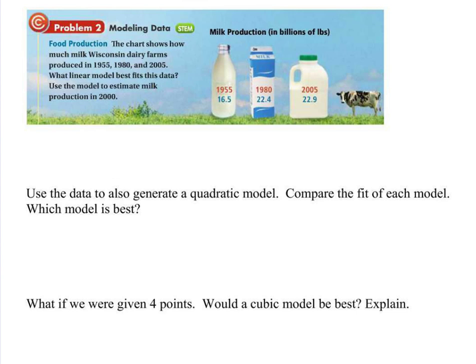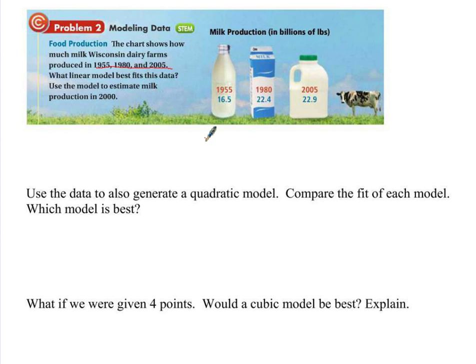And now we're going to actually model data using some sort of polynomial. It says the chart shows how much milk Wisconsin dairy farms produced in these years. What linear model best fits the data? So it says specifically what linear model, which means we're going to find what? Yeah, it's going to be a line. Then it says use the model to estimate milk production in 2000. We've done this before. You've been doing this since Algebra 1, so it shouldn't be that big of a deal.